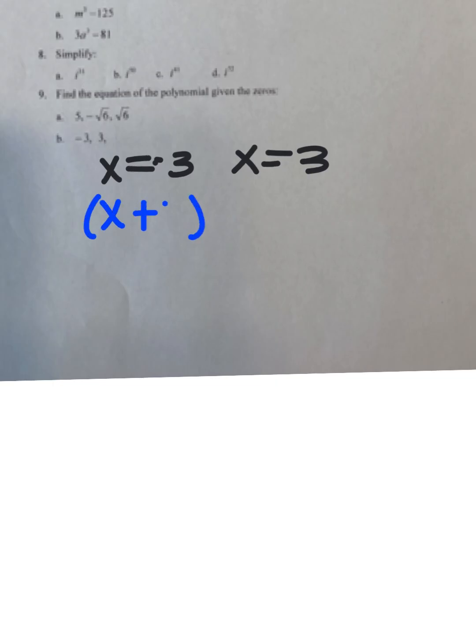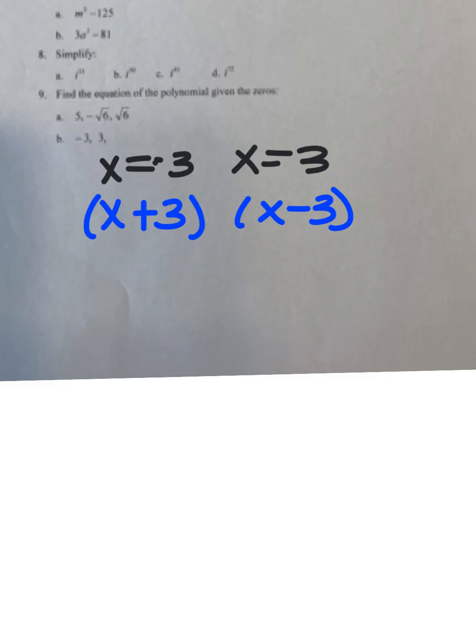All right, so we have x is equal to negative 3 and x is equal to 3. So set them equal to x first. Now remember, if these are your zeros, what are the factors? If the zero is x equals negative 3, then the factor is x plus 3. If the zero is x equals 3, then the factor is x minus 3.